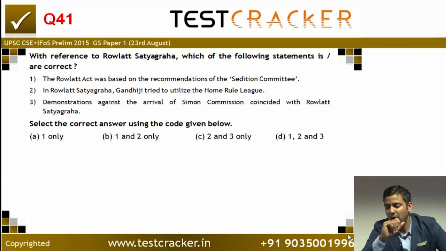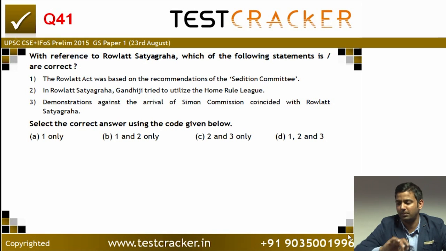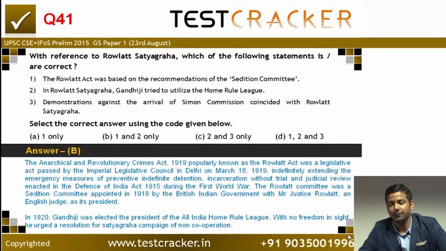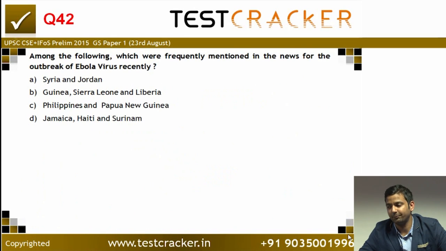The answer is 1 and 2 both. Both of these are correct. 1 and 2 only is option B, the correct one. In fact, he tried a lot to utilize Home Rule League. He was in so much consonance with the Home Rule League that in 1920 Mahatma Gandhi was the president of All India Home Rule League. So both 1 and 2 are correct statements. So option B is the correct choice.